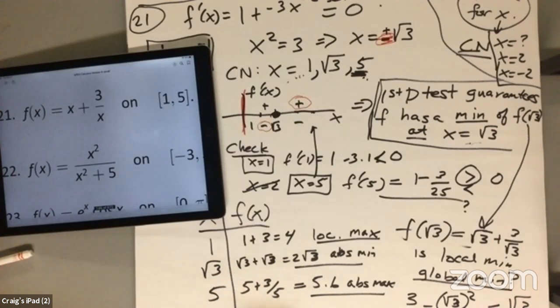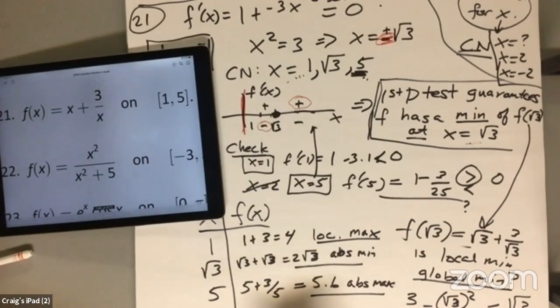So this is what the function is going to look like roughly. This is what f is going to look like. The derivative goes negative, so the function's decreasing. Derivative is 0, so the function is flat. Derivative is positive, so the function is increasing. And then when x equals 5, over here, we got 5.6.